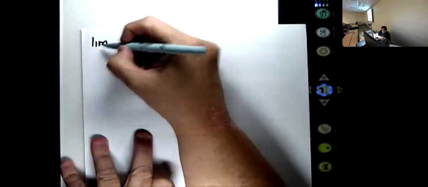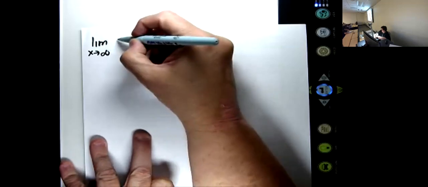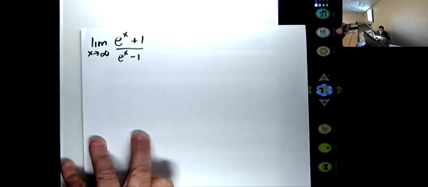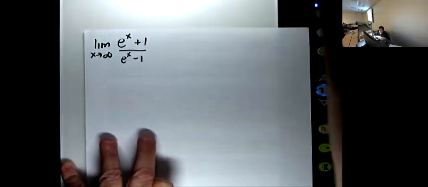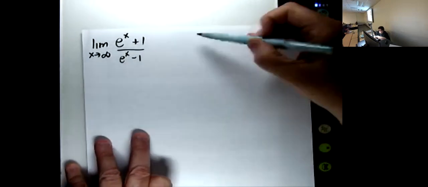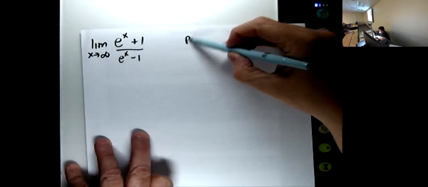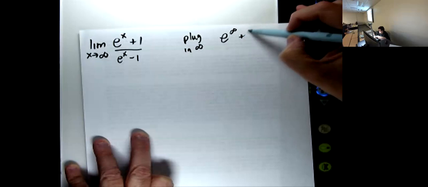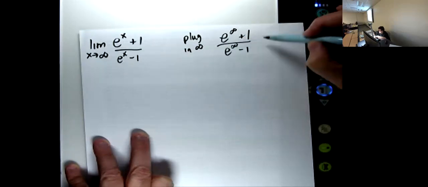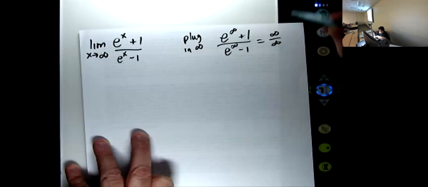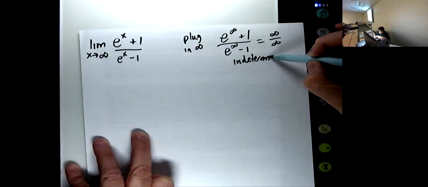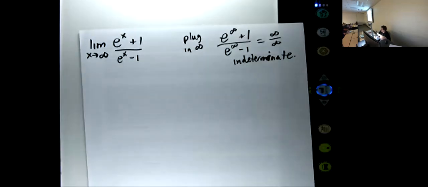We're going to look at the limit as x goes to infinity of e to the x plus 1 over e to the x minus 1. Now, if you just plug in infinity, this is e to the infinity plus 1 over e to the infinity minus 1. This is infinity over infinity, which is one of the indeterminate forms. So this is where we like to pull out our magic.